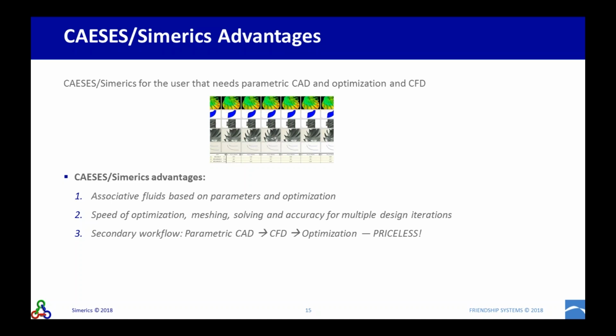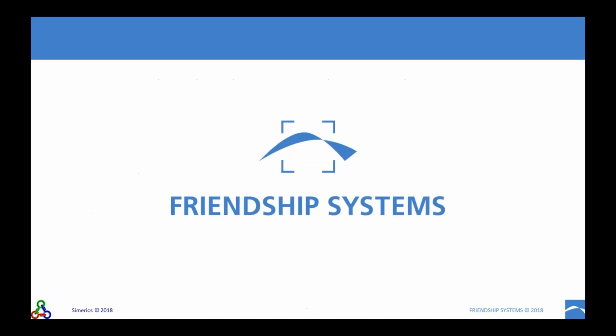Of course, to make that happen, it has to be fast, and it creates a secondary workflow that we're very excited about, called Analyst Parametric CAD to CFD to optimization. And when we speak to Friendship Systems, we like to say this is priceless. Okay. Let me turn it back over to Mattia.